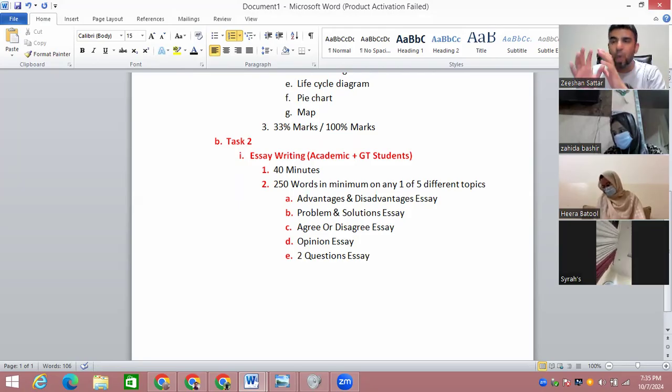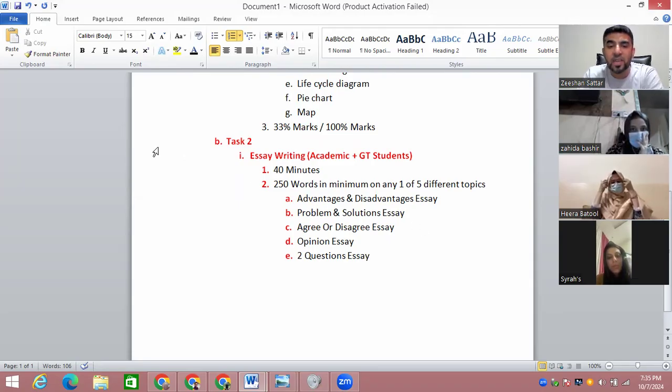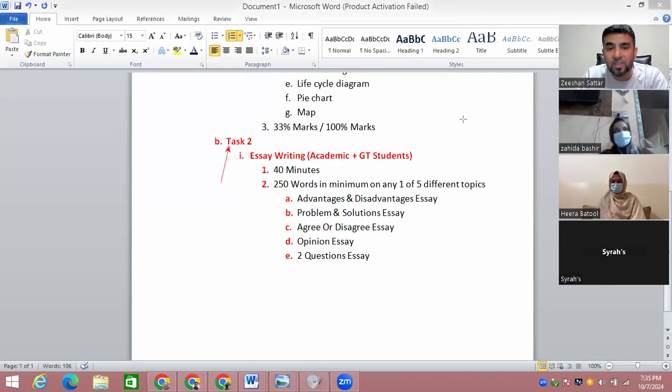The first question is why the migration is happening. The second question is what the government should do to control this migration. So there are overall two questions. So in the exam, there can be 5 different topics, and any one of them can be given to us by the examiner.